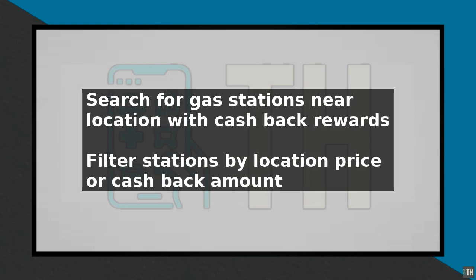When you find a station you want to use, click on it to view the details, including the address, price per gallon, and cashback amount. Make sure to check the cashback amount and any conditions that may apply, such as a minimum purchase requirement.